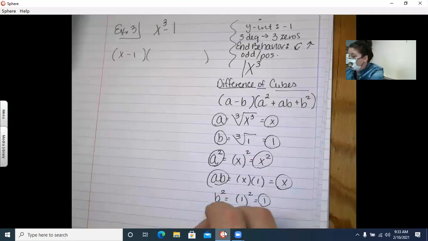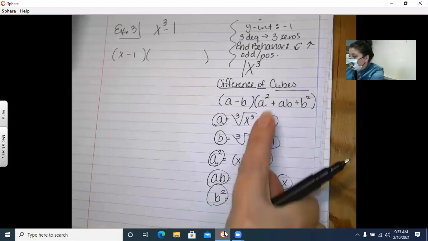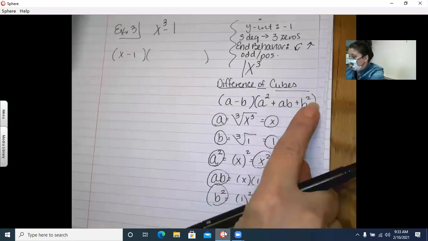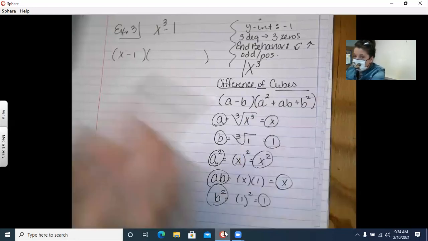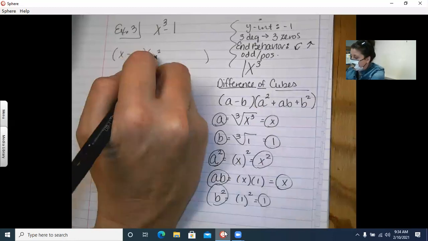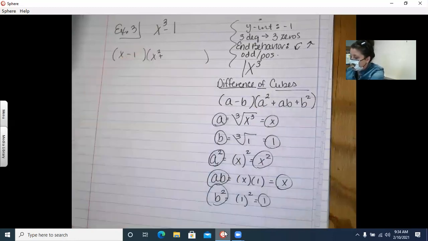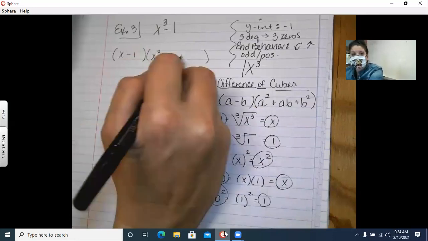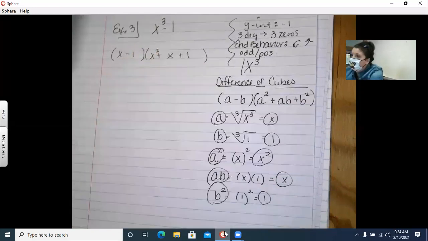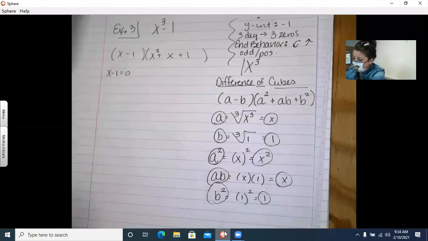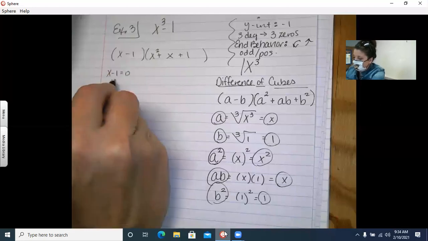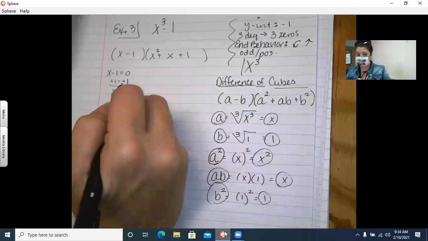We have everything that we need to figure out what the second factor is. What will we substitute in for a squared? X squared. What's the sign of the middle term? Plus. What's a times b? X. What's the sign of the last term? Plus. What is the last term? 1. So we have factored. My first factor is x minus 1. If I set it equal to 0, can I find the solution? What is it? 1. So one of my solutions is positive 1.